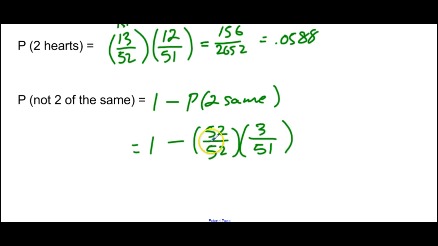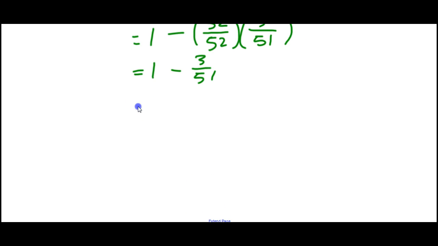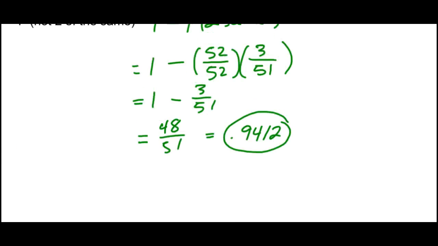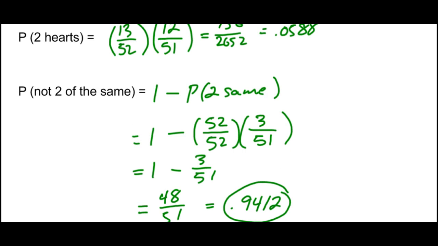So we picked a card here. Doesn't matter what card, say again it was a 2. We throw that 2 away. There's 3 more 2s left out of 51 cards because we threw a card away, and that's our probability. If we simplify this more, we have 1 minus 3 over 51, which equals 48 out of 51, which is 0.9412. And that's the probability of choosing not 2 of the same cards without replacement.